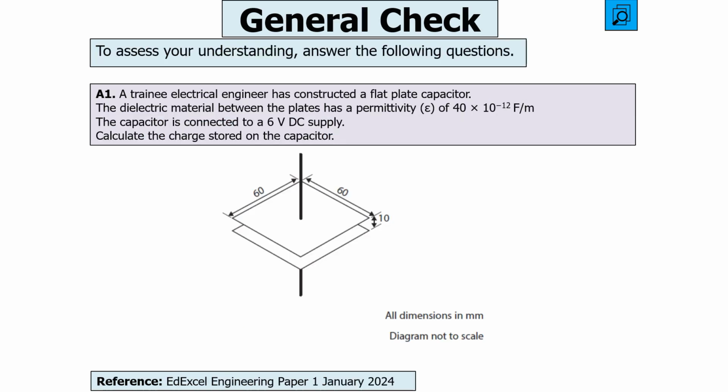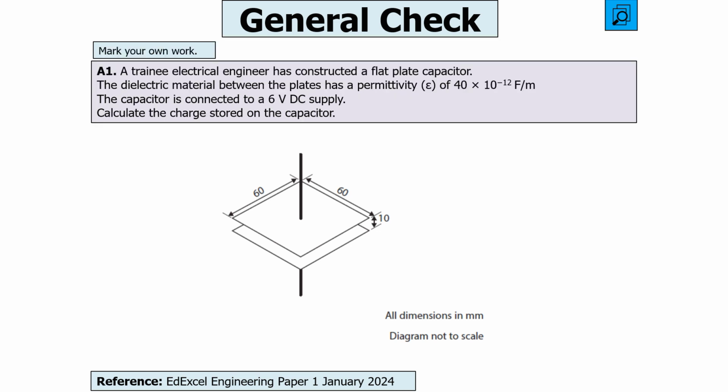The next question says a trainee electrical engineer has constructed a flat plate capacitor. The dielectric between the plates has a permittivity of 40 times 10 to the minus 12 farads per meter. The capacitor is connected to a 6 volt DC supply. Calculate the charge stored on the capacitor. So pause the video now, then unpause the video when you want to go through your answer.